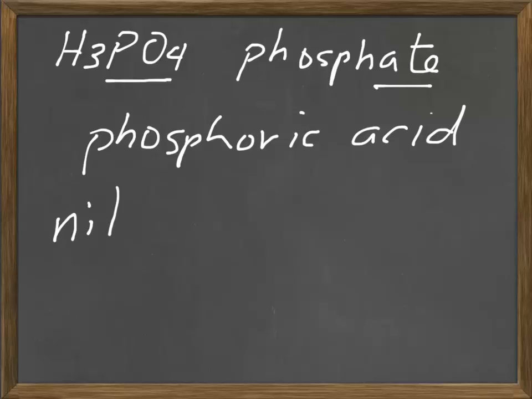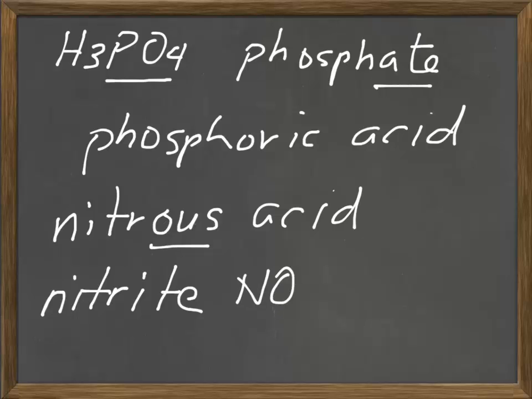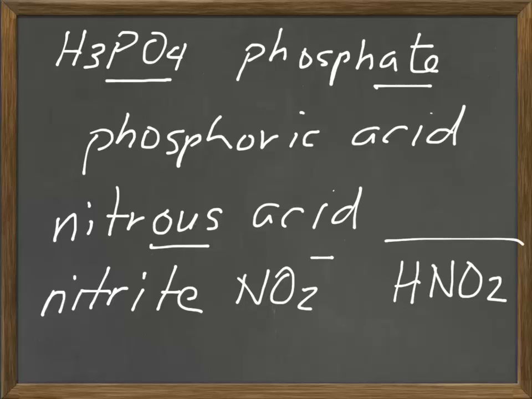What if we're given a name? Nitrous acid. Well, what do we change us to? Ite. Us and ite go together. So this is from the ion nitrite. So then let's write the formula for nitrite ion. It's NO2 minus. The negative charge tells us how many hydrogens to put on it. 1 minus charge, then you need 1 hydrogen, because the hydrogens are H+. So HNO2. Okay, that's enough to make you dangerous.